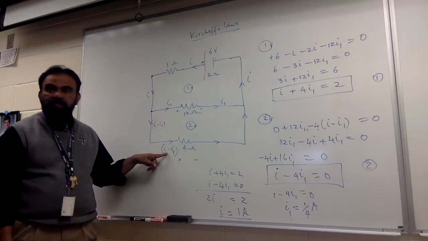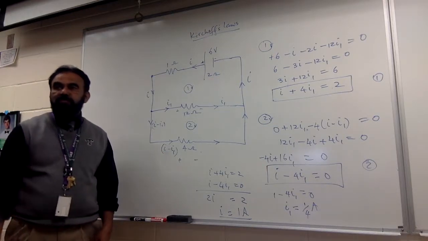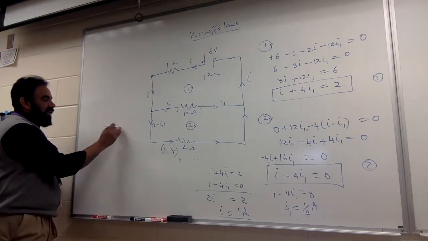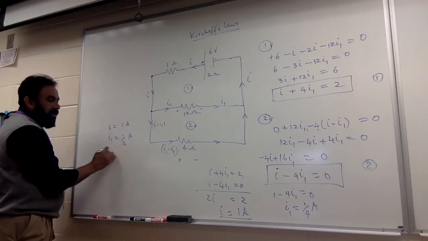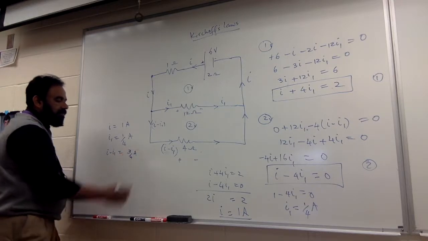Now how much is this current? So that is 1 over 4. So it's 1 minus 1 over 4, so 3/4. So you discover I and I1. So basically you got all the three currents. I is 1 ampere. I1 is 1/4 of an ampere. And the other current, I minus I1, is equal to 3/4 of an ampere.